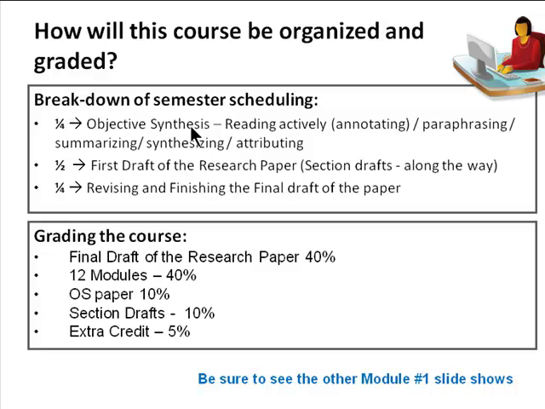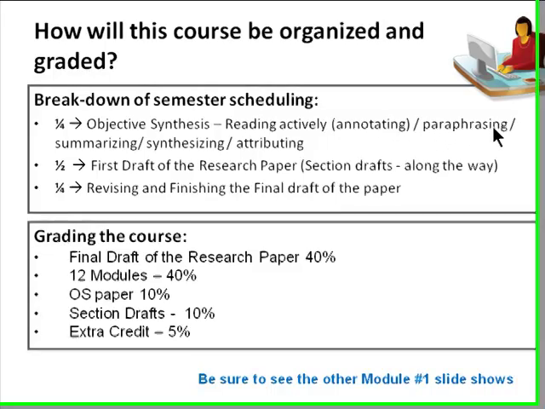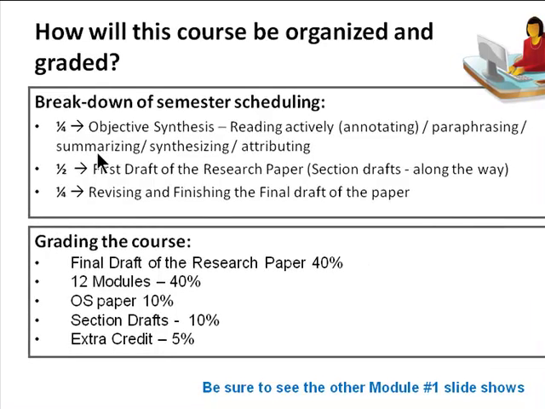While you are going through the first 5 modules of the course and getting ready to write that objective synthesis paper, you'll be learning how to read actively, how to annotate as you read, how to paraphrase, how to summarize, how to quote in academic format, and then of course how to synthesize and attribute your sources, in other words, putting 2 sources together in one body paragraph. This is all very important, and we'll be learning that and then writing the objective synthesis paper.